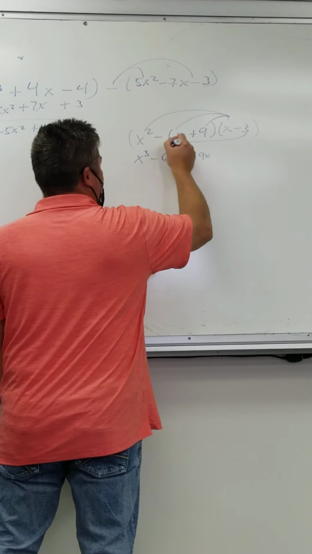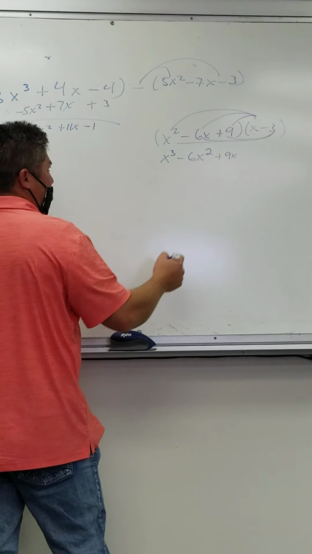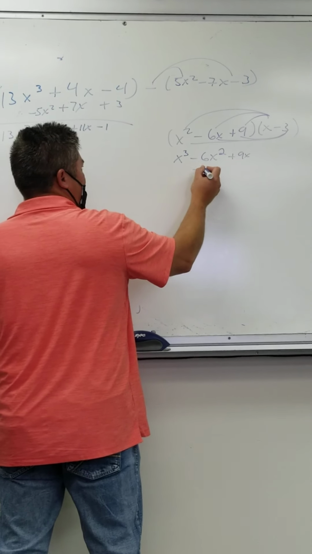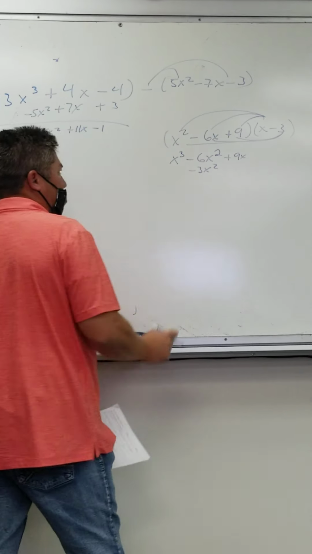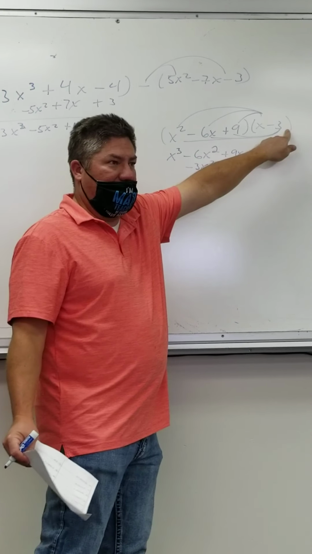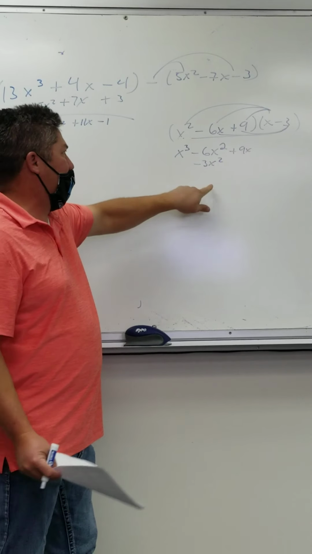And I'm going to distribute the negative 3. Jax, distribute the negative 3 for me. So start over here. Negative 3 times x squared. Negative 3x cubed. Because this one doesn't have an x, so it's just negative 3x squared. You with me? And I line up my like terms there.